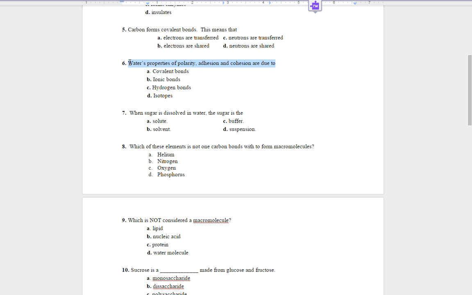Water's properties of polarity, adhesion, and cohesion are due to A. Covalent bonds, B. Ionic bonds, C. Hydrogen bonds, D. Isotopes. Water's properties of polarity, adhesion, cohesion are due to covalent bonds, ionic bonds, hydrogen bonds, or isotopes.